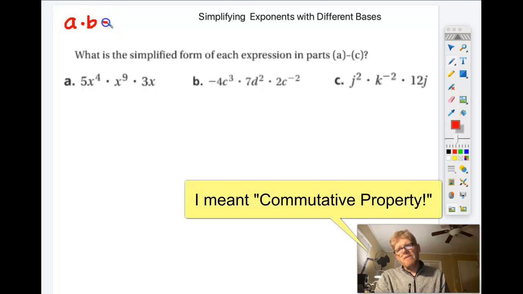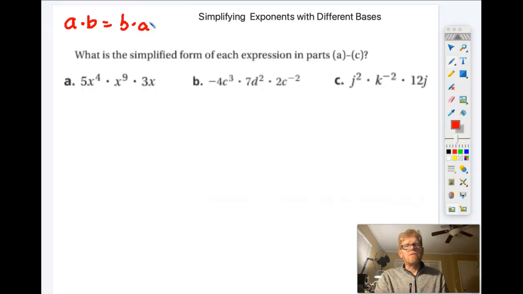And hopefully you remember that. When we have a times b, that is the same as b times a. We can rearrange our different terms for multiplication. That's exactly what we're going to do in the first problem. So here we have problem A.